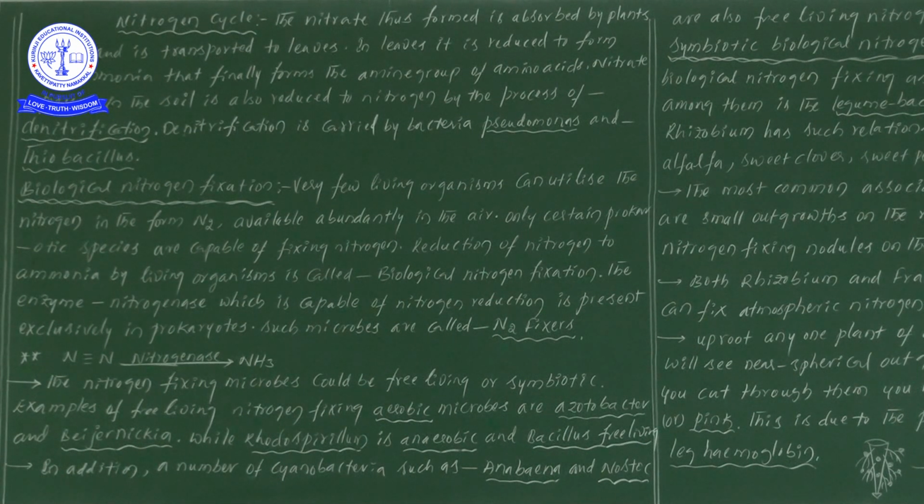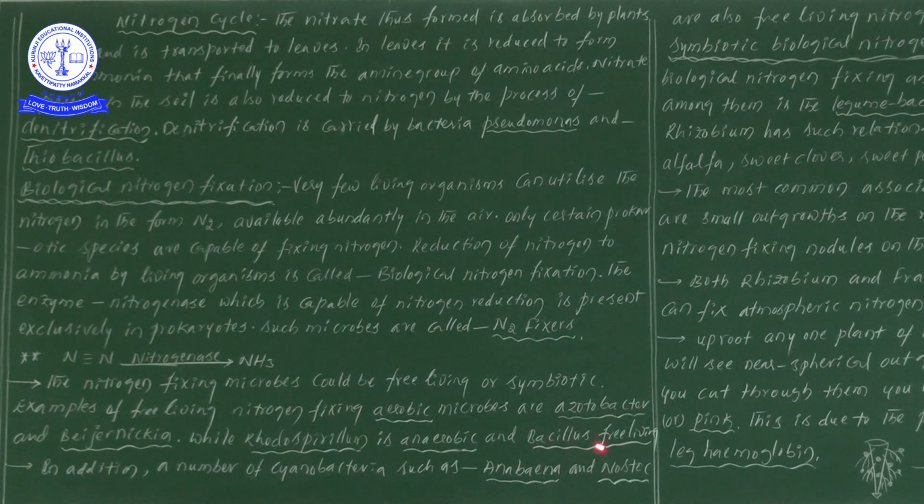Examples of free living nitrogen fixing aerobic microbes are Azotobacter and Beijerinckia. Aerobic means they can work in the presence of oxygen. While Rhodospirillum is anaerobic. These examples are important from the NEET examination point of view. Azotobacter and Beijerinckia are aerobic and free living, while Rhodospirillum is anaerobic.